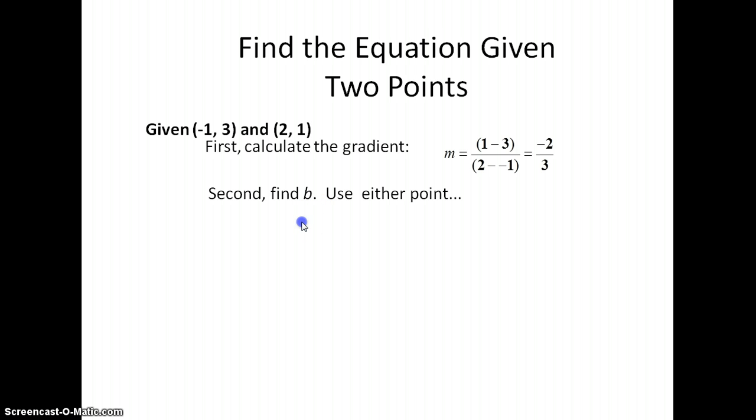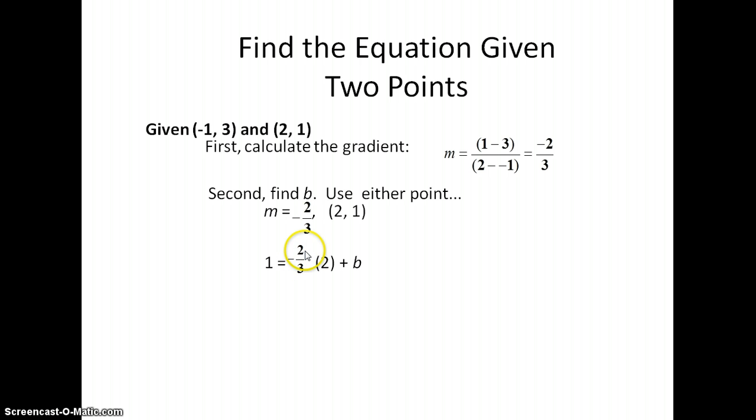So now let's substitute. Your m is equal to -2/3, and then you may use either point. This time I'm using the second point instead of the first point, but it doesn't matter. You can also use (-1, 3), but for this example, we're using (2, 1).